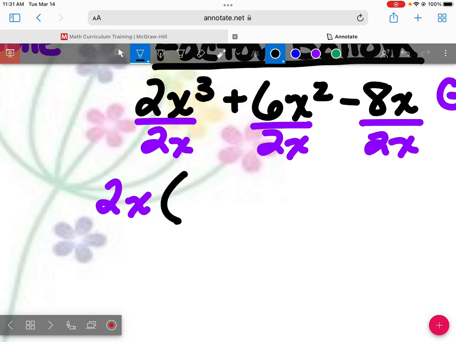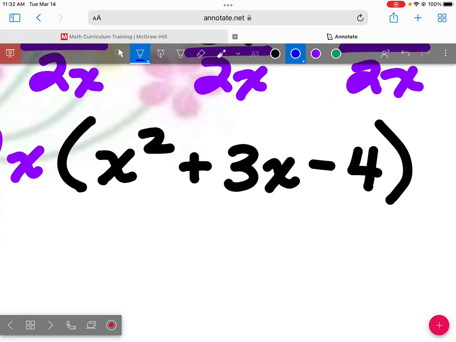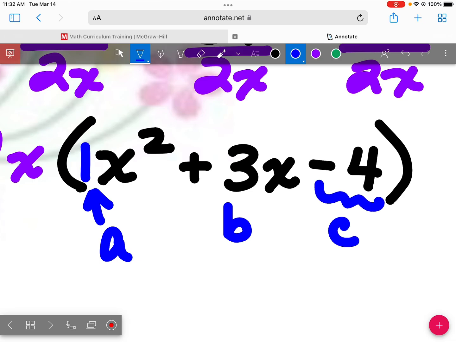What do I have left if I take a 2x out of 2x cubed? X squared. What do I have left if I take a 2x out of 6x squared? Plus 3x. And what about that last term, -8x divided by 2x? Minus 4. I'm going to label A, B, and C. A is right here in front of x squared. It's another 1. B is 3. And C is -4.